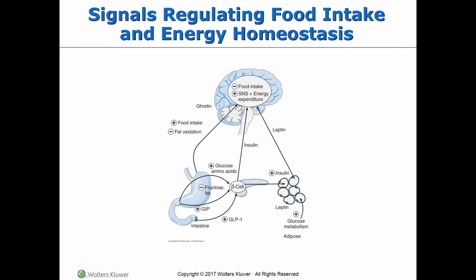So here is the diagram showing you some of these long-term signals that regulate food intake and energy homeostasis. Insulin and leptin are very important for long-term regulation of the intake of food and energy balance. Both of them act on the central nervous system to inhibit food intake and to increase energy expenditure. And most likely they will also be coupled with the activity of the sympathetic nervous system to control this energy expenditure and energy balance.